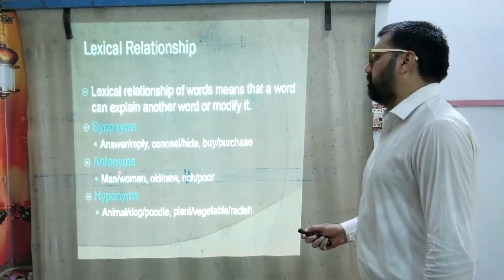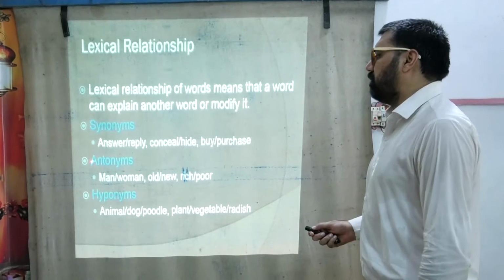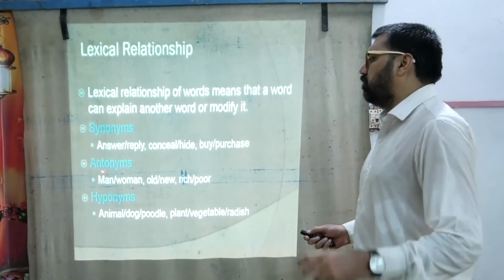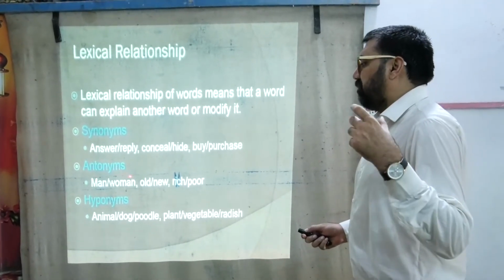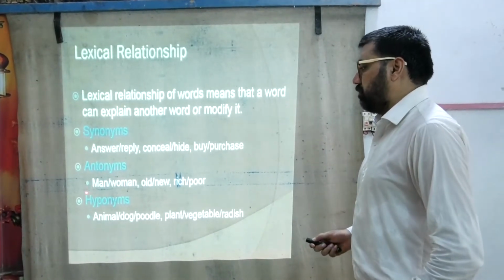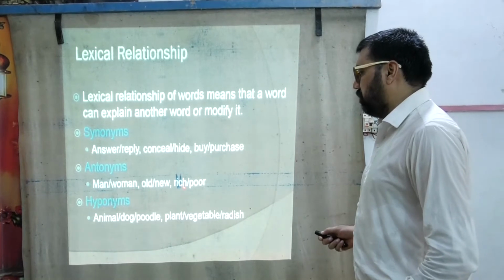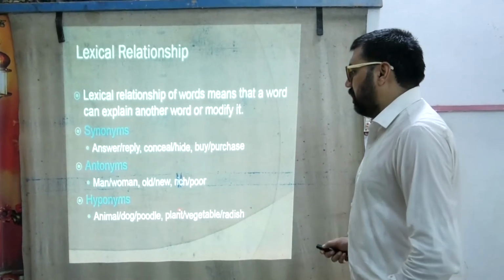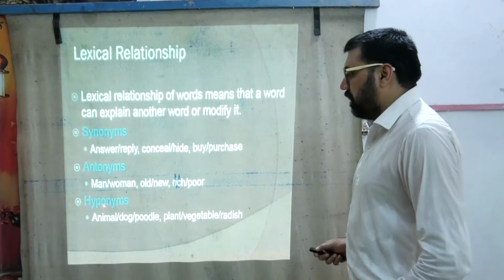Talk about antonym. What is the meaning of antonym? Antonym means two opposite forms of words are called antonyms. Man, woman, old, new, rich, poor. These are all examples of antonyms.